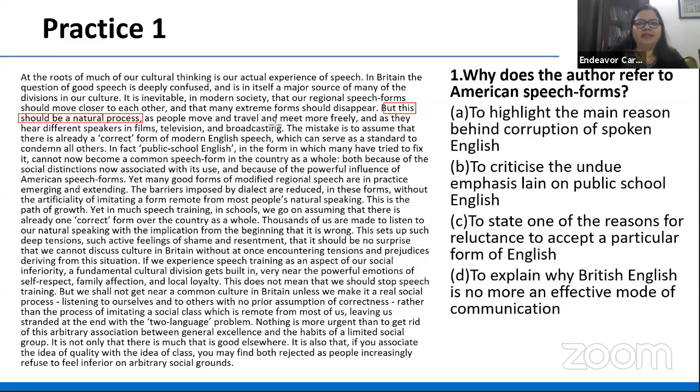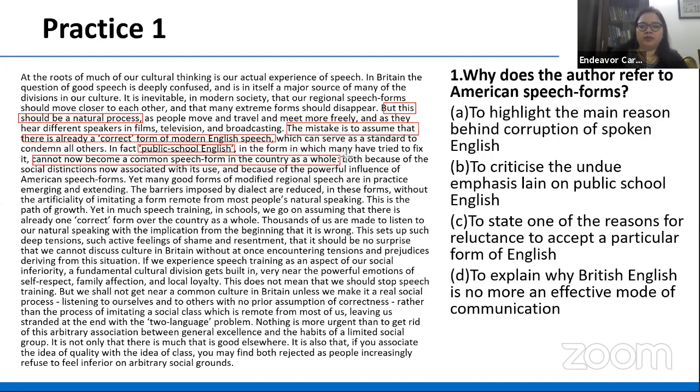But what is happening is that the mistake is to assume that there is already a correct form of modern English speech. And that's a standard. And what is this correct form of English speech? It is regarded as public school English. This is the form that is regarded as a standard. The form in which many have tried to fix it cannot become a speech form in this country. Now, what is the author saying? You fixed public school English as the standard form of using English. But that cannot become a common speech form in the country as a whole.